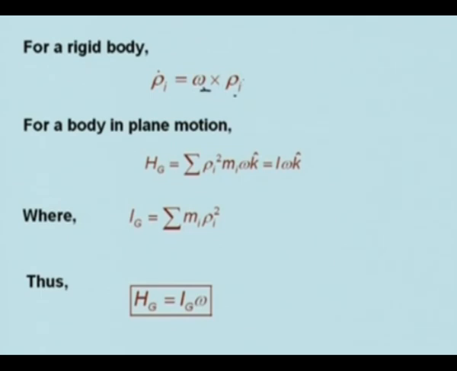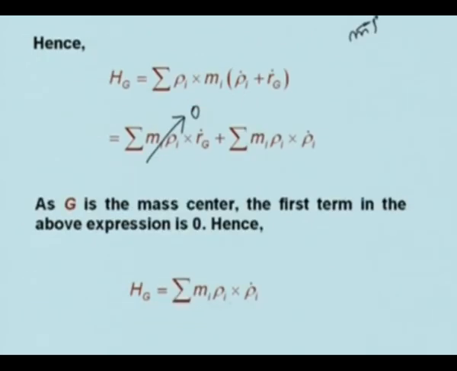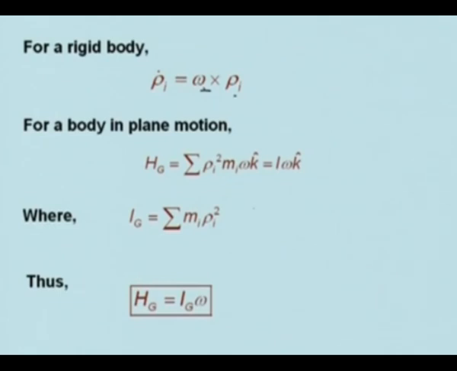Now for a body in plane motion, this simply becomes Hg is equal to sigma rho I square mi omega k. That means this is basically I omega into k. I is the mass moment of inertia of the whole thing, because Hg is equal to sigma mi rho I. So in plane motion it is having only angular velocity omega k, so you will get I omega in that k direction, and this is what has come.